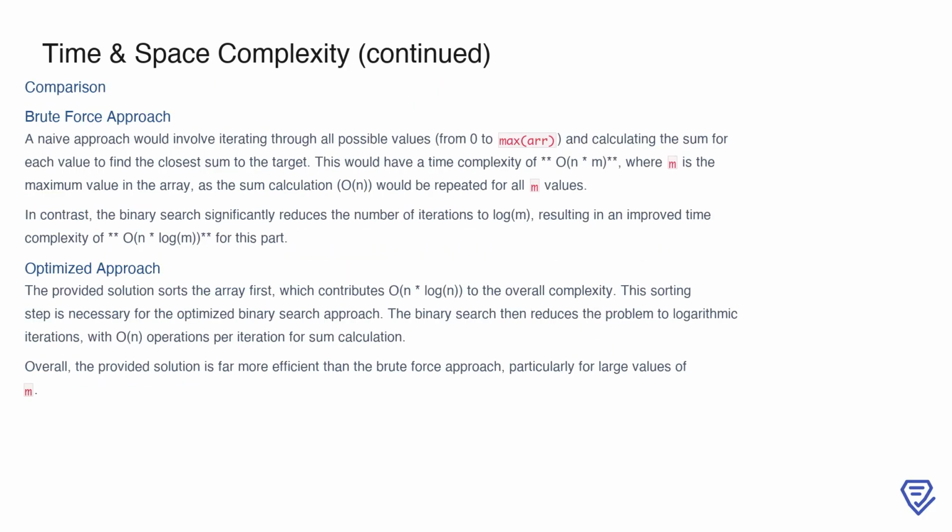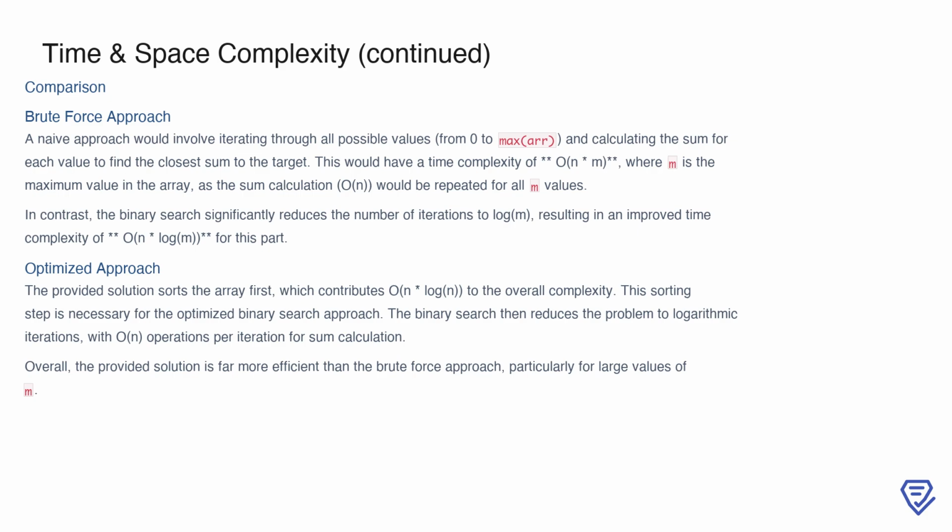When we compare this optimized approach to a brute force method, the improvements in efficiency become clear. A naive approach would involve iterating through all possible values from 0 to the maximum value in the array, denoted as m, and calculating the sum for each value to find the closest sum to the target. This brute force method would have a time complexity of O(n * m), as we would perform the sum calculation, which takes O(n), for all m values. By contrast, the optimized solution uses binary search to reduce the number of iterations to log m, resulting in a time complexity of O(n log m) for this part.